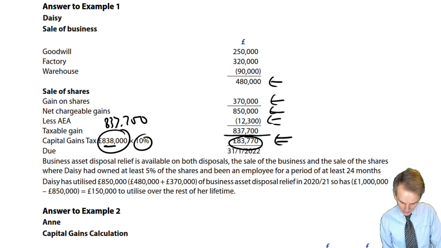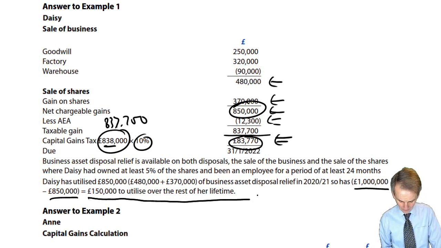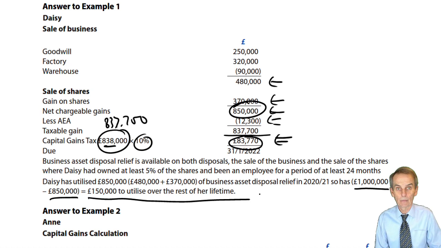It would mean that we had gains qualifying for relief, that's before the AEA, of £850,000. So 1 million is the lifetime limit. We've used up £850,000 of that lifetime limit. We've got another £150,000 to utilise over the rest of her lifetime. When would the tax be due? 2021 disposals. Therefore, the tax will be due, like all other assets, apart from residential property, of course, the 31st of January following the end of the tax year, and that is 31st of January 22.